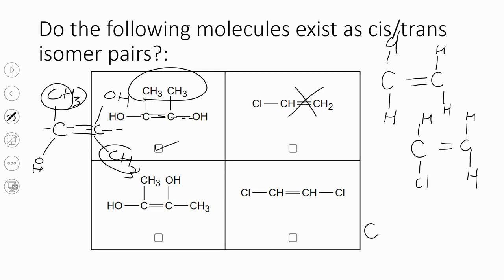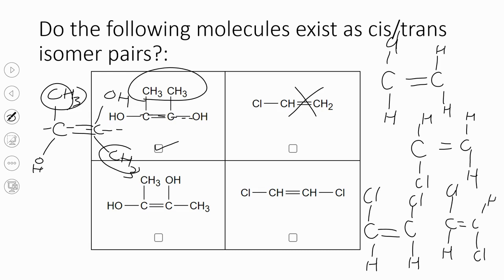Let's see, how about this one? So this one, we could have our chlorines on the same side and our hydrogens on the same side. Or we can flip one of them and lock one of the chlorines on the bottom and one of them on the top. So this would be a cis isomer and a trans isomer pair. So this one's on this side. This one's on the same side. So that would exist.